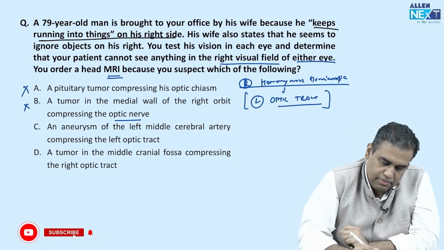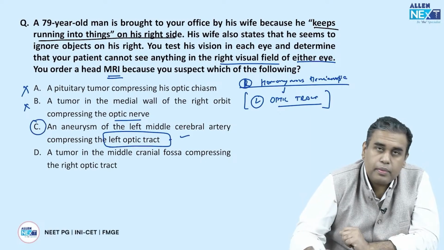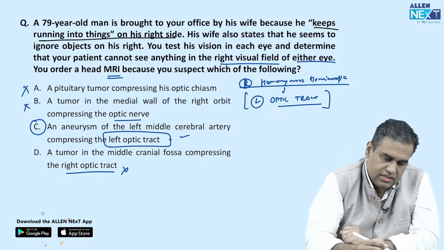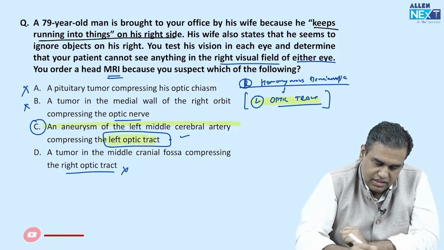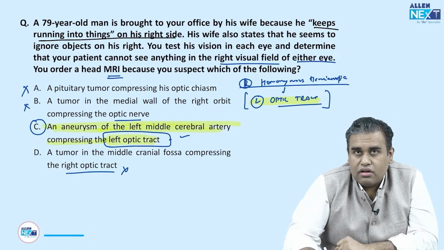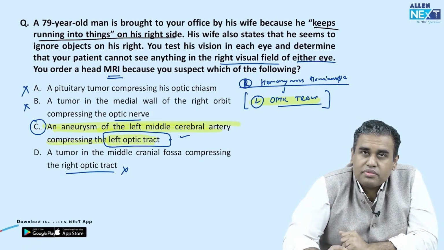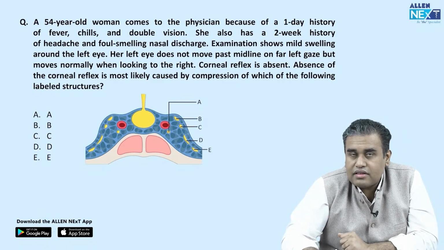Aneurysm of the left MCA compressing the left optic tract looks like a good option over here. Let us keep this. A tumor in the middle cranial fossa compressing the right optic tract? No. So what is the answer? The answer over here is related to the left optic tract, and hence we can go. So what knowledge has been tested over here? They will test your visual field pathway and visual field defects knowledge. Okay, let's see one more. It's a question of the cavernous sinus and a high-yield topic.